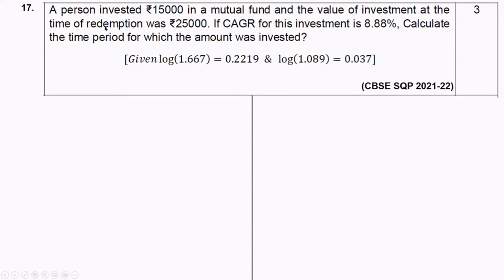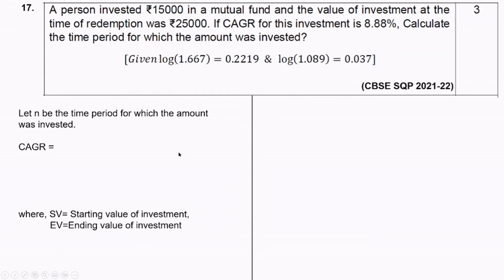Next question. A person invested rupees 15,000 in a mutual fund and the value of investment at the time of redemption was rupees 25,000. If the compound annual growth rate for this investment is 8.88%, calculate the time period for which the amount was invested. Given log 1.667 and log 1.089, the values are given here. So here the starting value is rupees 15,000, ending value is rupees 25,000. They have given the compound annual growth rate. We have to find the time period for which the amount was invested.